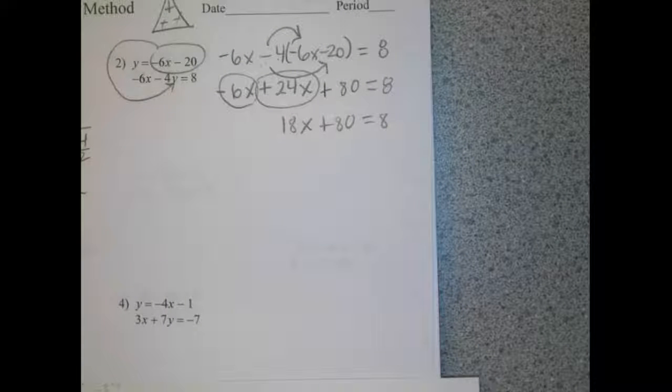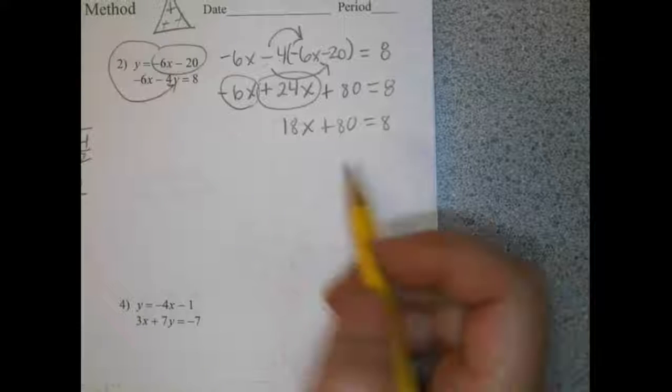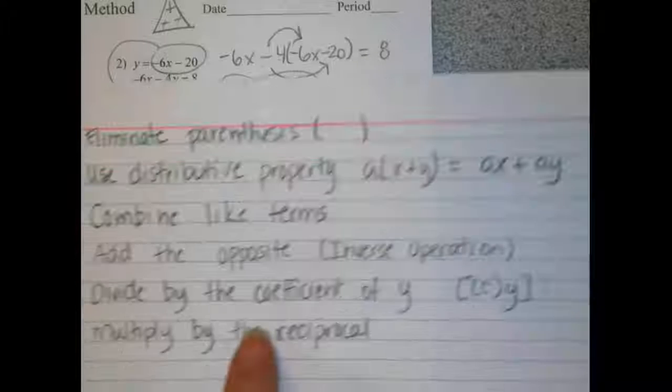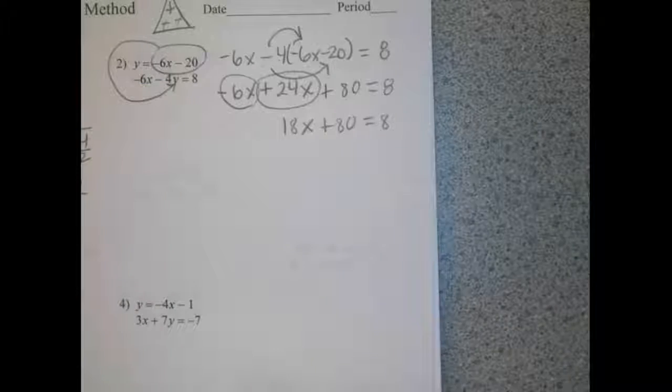So far, so good. So how do I move this 80 now? What's my next step? What does it say? Add the opposite. So what's the opposite of 80?